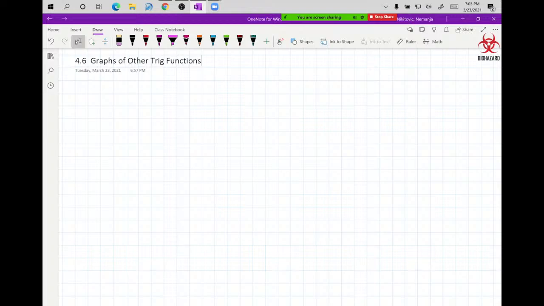Now, let's first talk about secant and cosecant, because those are going to go very quickly if you know sines and cosines. Then, tangent and cotangent will be a completely different way of graphing, unrelated. So let's start with our secant and cosecant graphs.